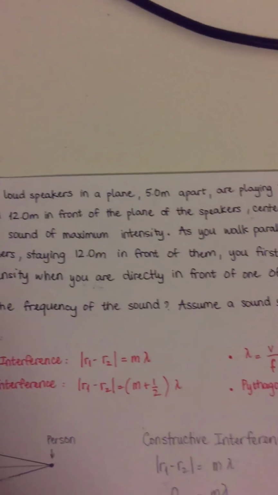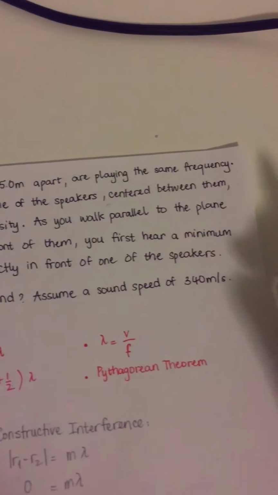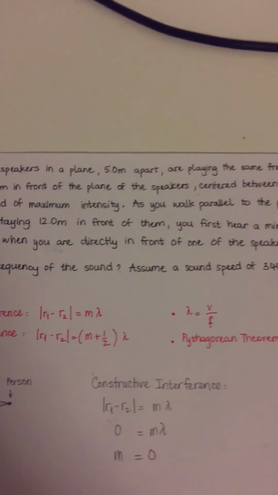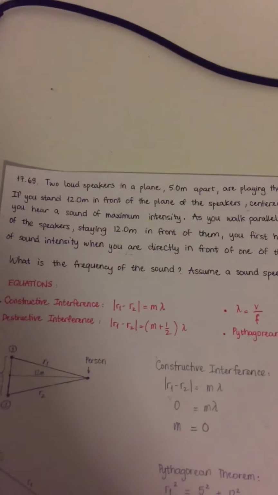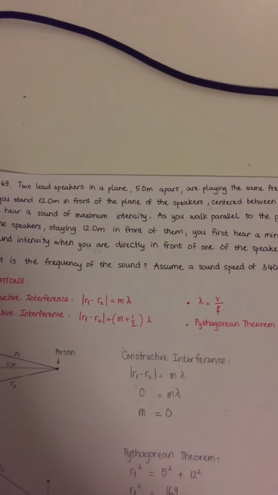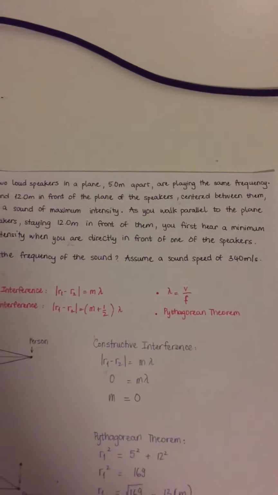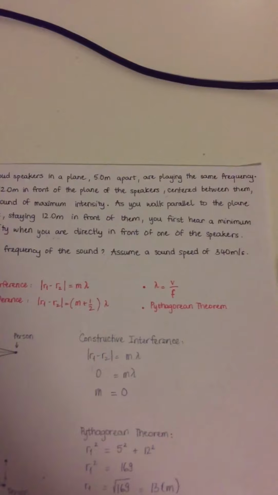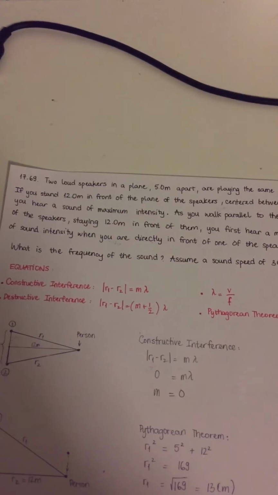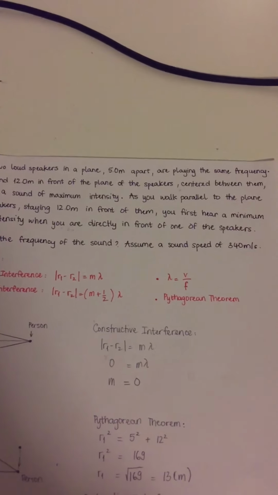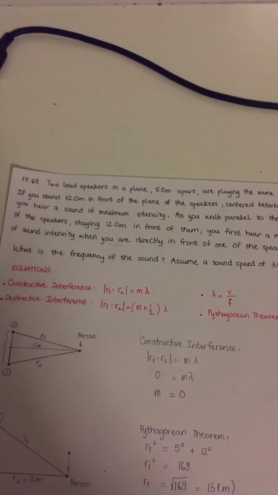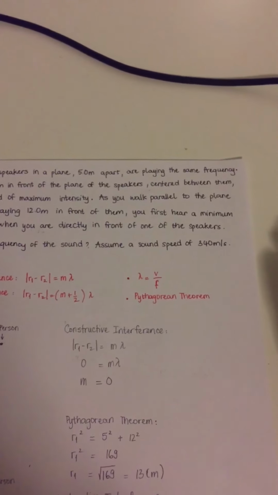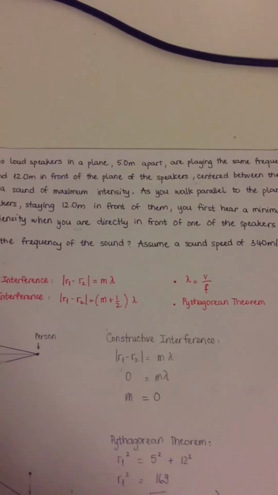Today I'm gonna show you how to do problem 17.69 in Mastering Physics. Two loudspeakers in a plane 5 meters apart are playing the same frequency. If you stand 12 meters in front of the plane of the speakers, center between them, you can hear a sound of maximum intensity. As you walk parallel to the plane of the speakers, staying 12 meters in front of them, you first hear a minimum of sound intensity when you are directly in front of one of the speakers. What is the frequency of the sound? Assume a sound speed of 340 meters per second.